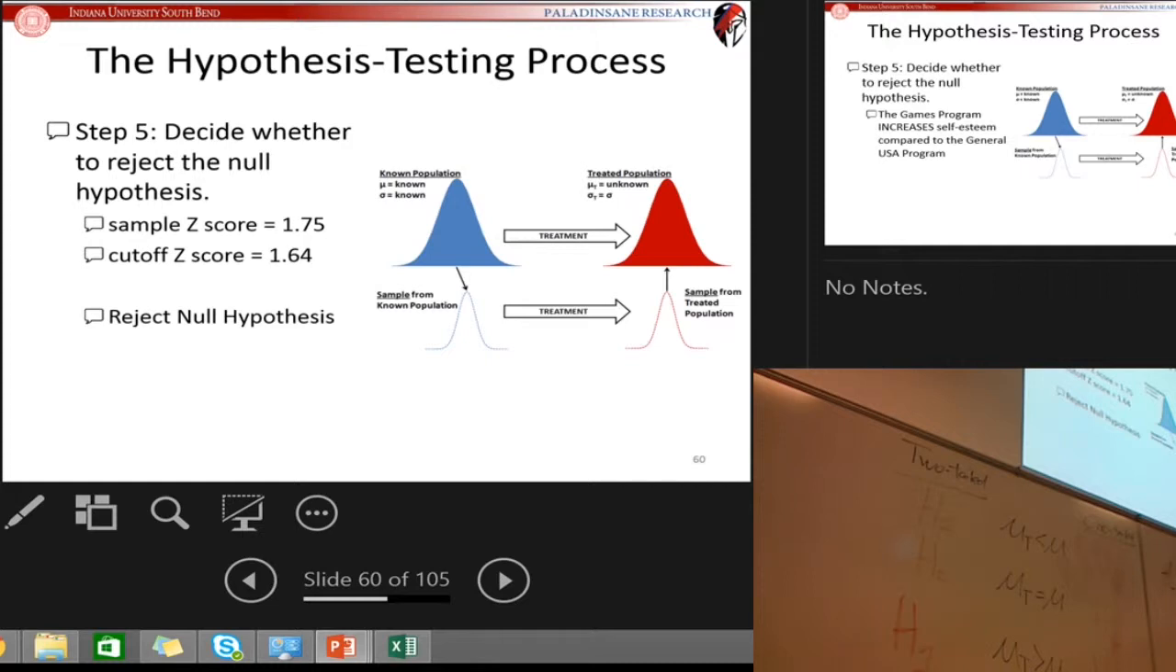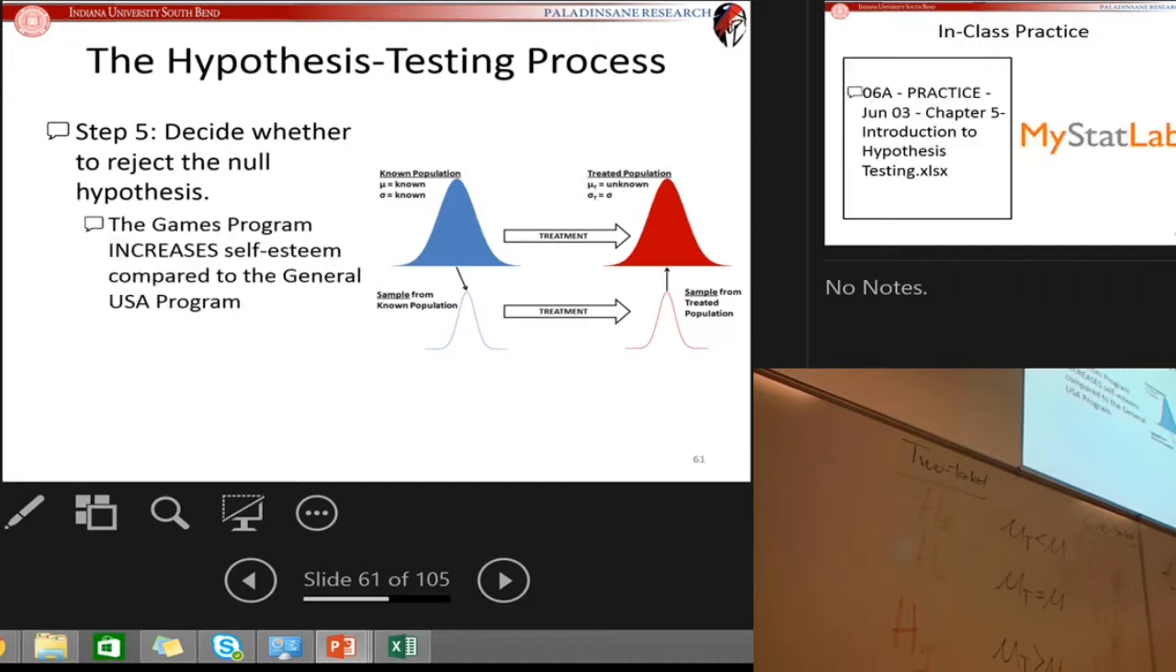It is either a super, super, super weird sample or our treatment has an effect. And it's too weird for us to believe in its weirdness anymore. So we have to say, yes, our treatment has an effect. We reject the null hypothesis. We reject the idea that our treatment does nothing. We accept the research hypothesis, accept the idea that a treatment has an effect, and now we can conclude that the GAMES program increases self-esteem compared to the general USA population's physical education programs.